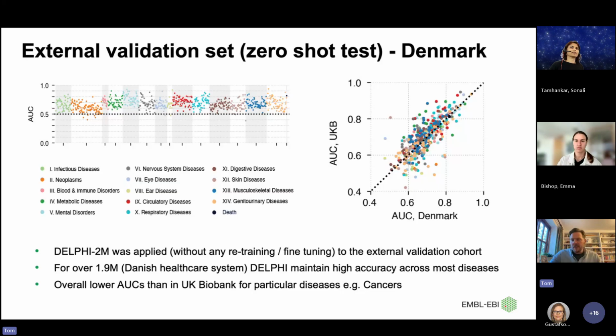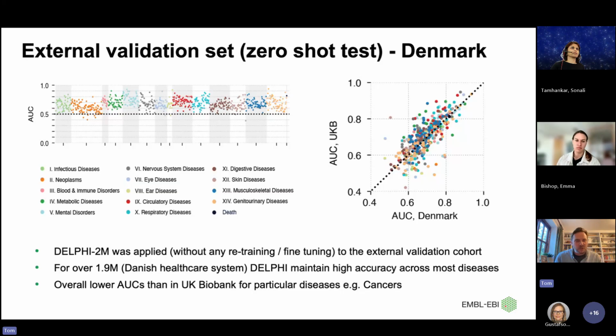It was really amazing that we had access to this external validation data set, which is a totally different healthcare system, with information on close to 2 million individuals from the Danish healthcare registry. We were able to use that as a zero-shot test set. So we were able to evaluate the model trained in the UK Biobank, looking at information from the Danish registries without any retraining or fine-tuning of the model. And that's all summarized here in one slide.